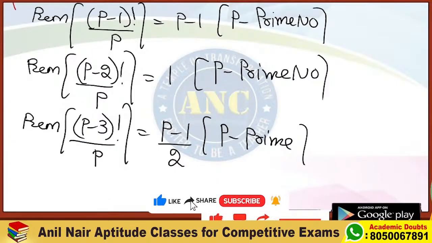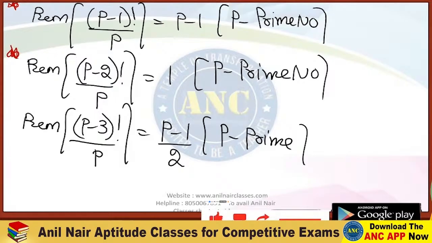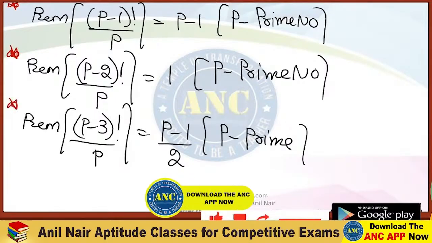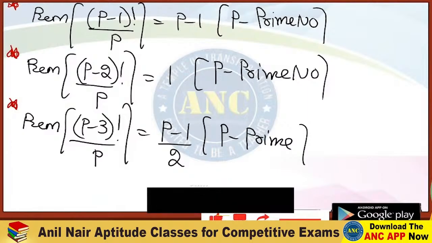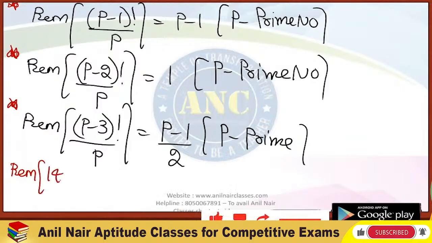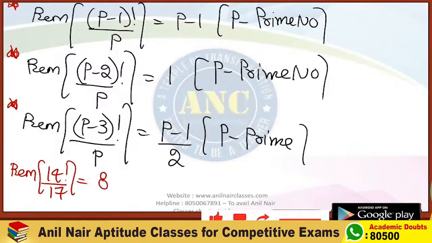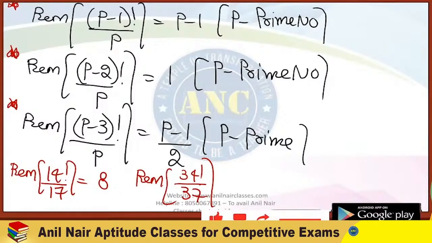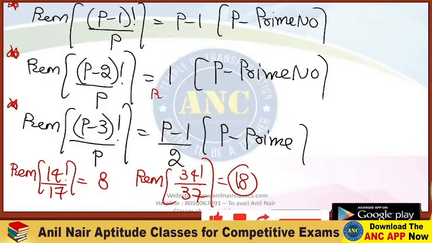(P minus 1) factorial divided by P is P minus 1. (P minus 2) factorial divided by P is 1. (P minus 3) factorial divided by P is (P minus 1) by 2. Directly you will get the answer. 14 factorial divided by 17: 17 minus 1, 16 by 2, 8. Remainder when 34 factorial is divided by 37: (P minus 3) factorial, 36 by 2, answer is 18.